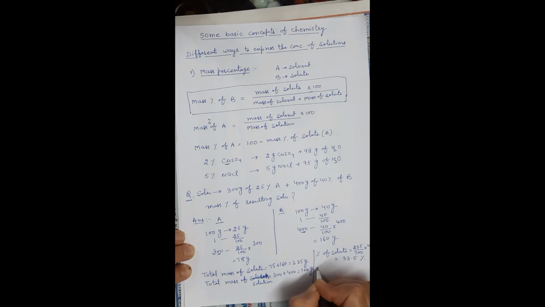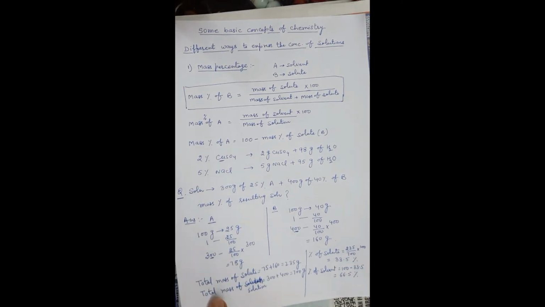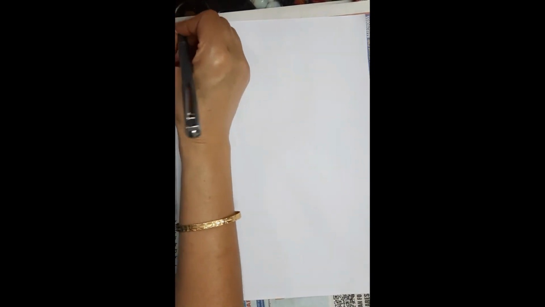How will you find out percentage of solvent? There is the easy method. Take 100, this is the total mass of the solution, minus 33.5%, means this is the 33.5 grams of solute is there, and you get here 66.5%. Easy questions, you can do it yourself. Beta, another term to express the concentration of a solution is mole fraction.